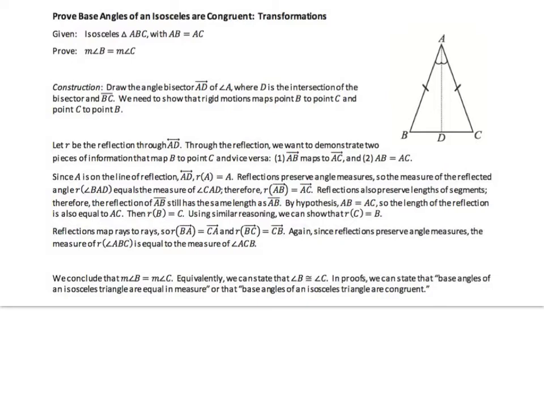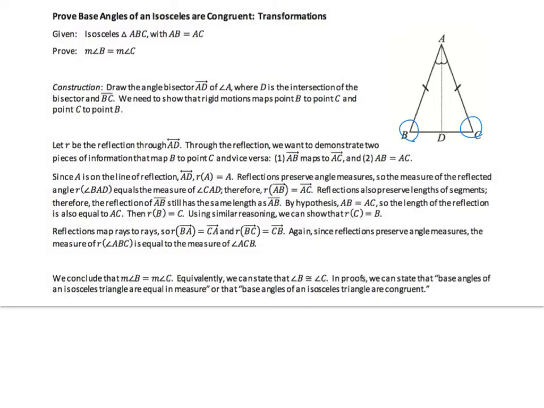Okay, so this is how we prove it. We are given an isosceles triangle ABC, with AB equal to AC, and they are marked right there. We're trying to prove that the measure of angle B is equal to the measure of angle C. So draw the angle bisector, ray AD, of angle A, where D is the intersection of the bisector and base BC. We need to show that rigid motions map point B to point C and point C to point B.